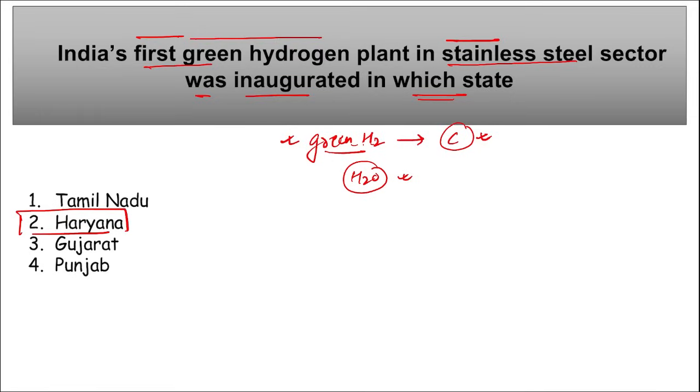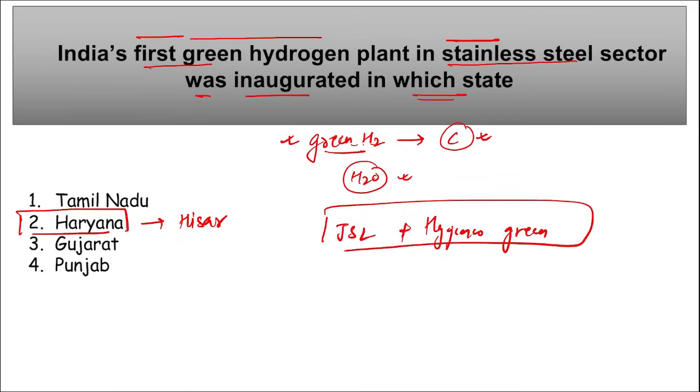Then coming back to this, where will this first green hydrogen plant be? In Hisar, Haryana, correct. And this hydrogen plant has been set up by GSL in association with Hygenco Green Energies Private Limited. So these are the two organizations which have set up this first green hydrogen plant in the stainless steel sector in Haryana. And GSL is your Jindal Stainless Steel Limited, that is in Hisar, Haryana. Correct? Take a note of this.